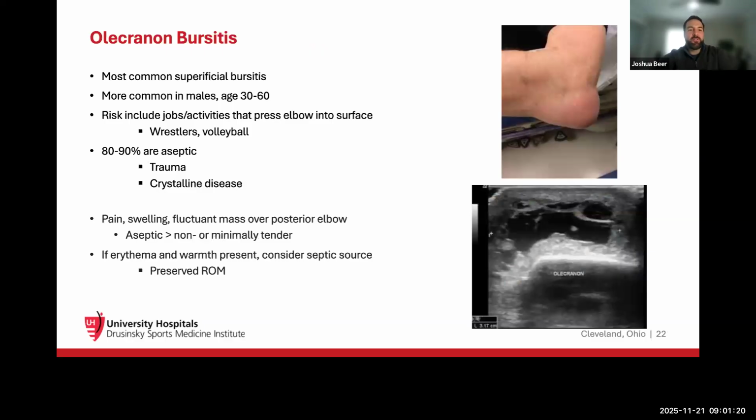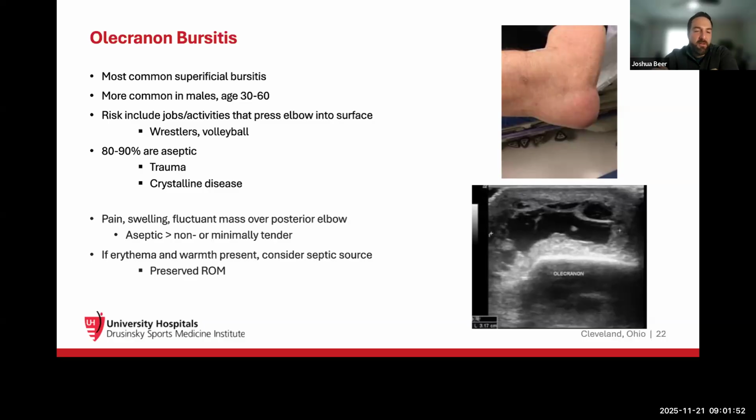Lastly, for the elbow, olecranon bursitis. This is the most common superficial bursitis, more common in males between 30 and 60. Anything that has a lot of repetitive contact with hard surfaces puts someone at risk. So in the sporting community, wrestlers, MMA, volleyball, diving on the ground. Of these, about 80-90% are aseptic. The remaining may be due to septic bursitis.